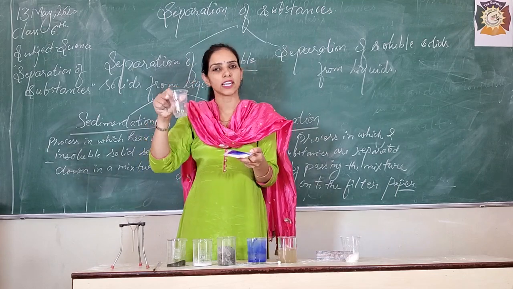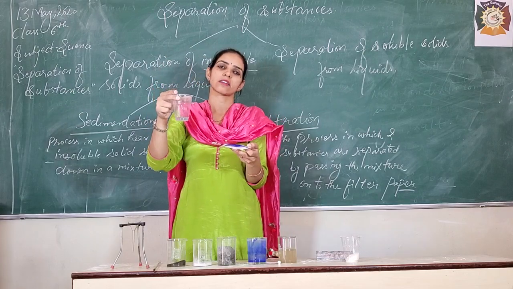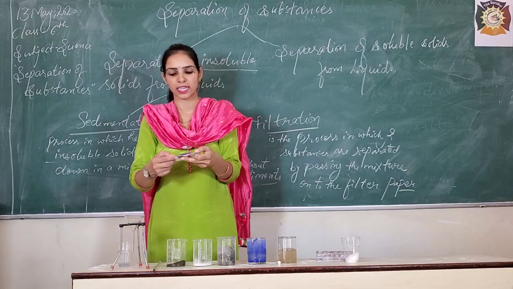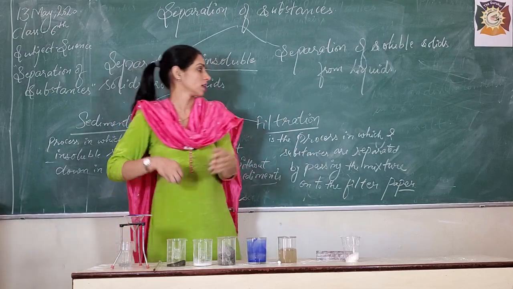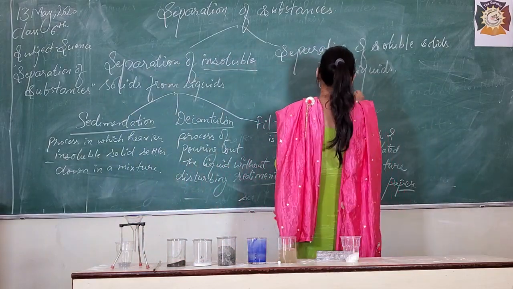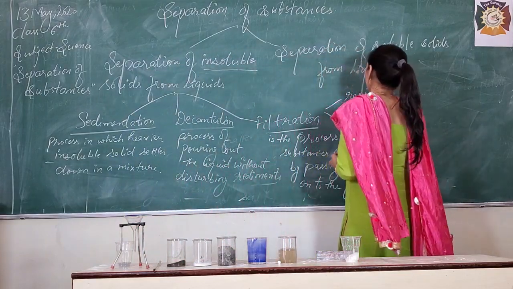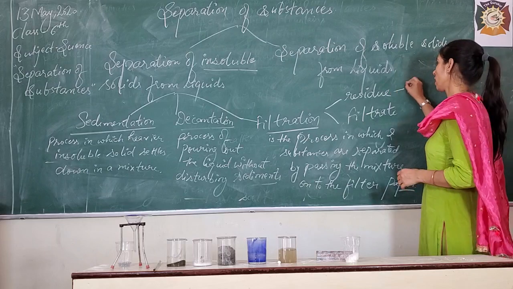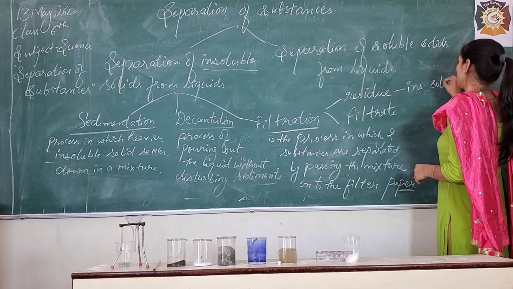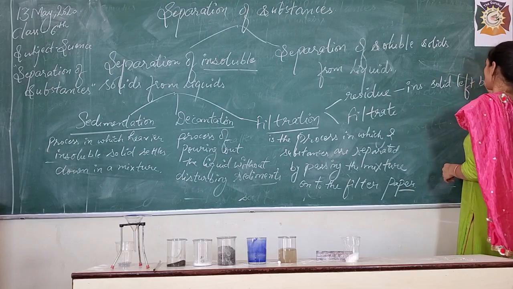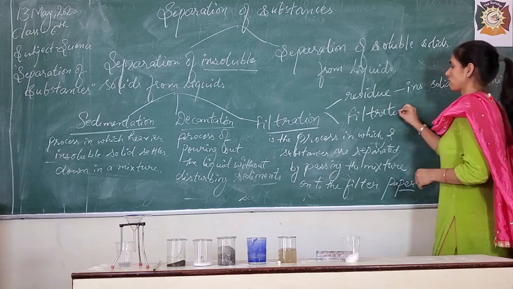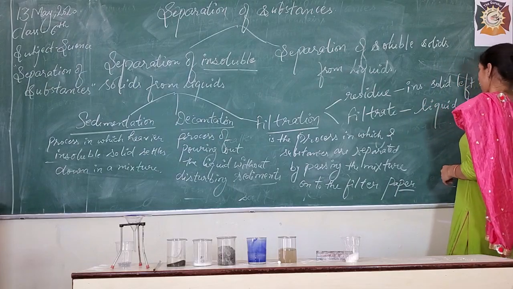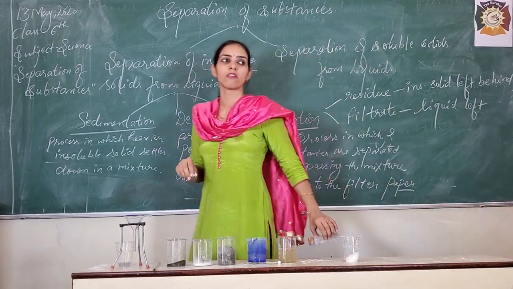This is called filtrate. So the liquid left is called filtrate. The solid left on the filter paper is called residue, right? So my dear students, this is about residue and filtrate. What is residue? Insoluble solid left behind, right? And what is filtrate? Liquid left off. Liquid left in the container is called filtrate.